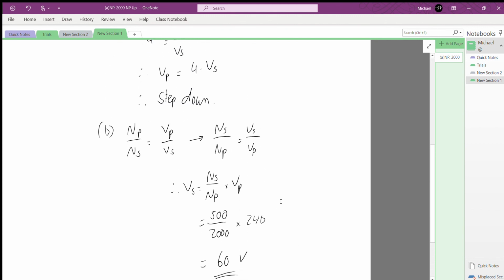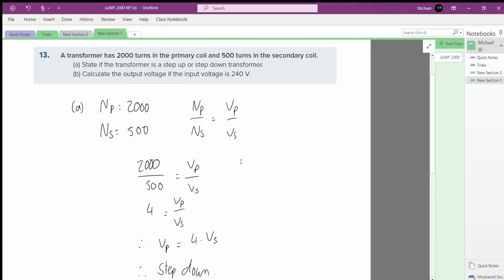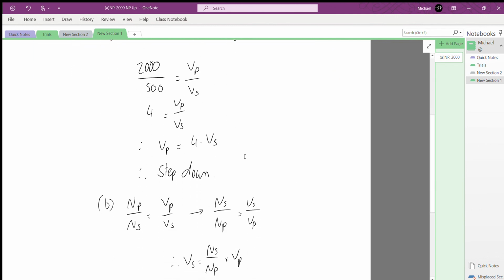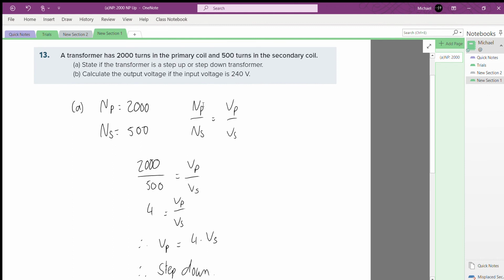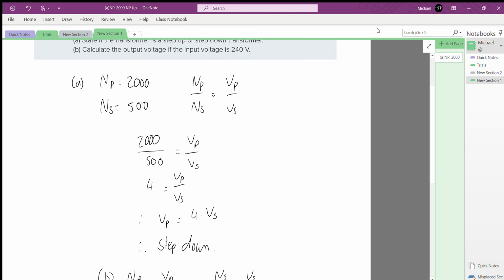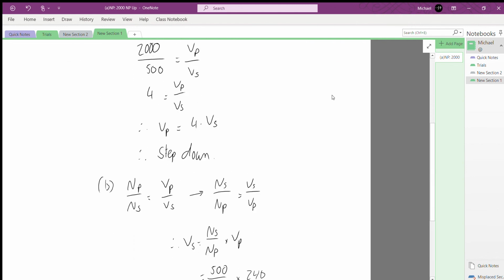So that's same as the other questions. Transformer questions are generally fairly easy. The tricky part, I guess, is explaining whether or not it's step up or step down, but a good rule to remember is if the number of turns in the primary coil is greater than the number of turns in the secondary coil, then it's going to be a step down transformer. It's fairly straightforward. And yeah, the rest of it's easy, and that's it.